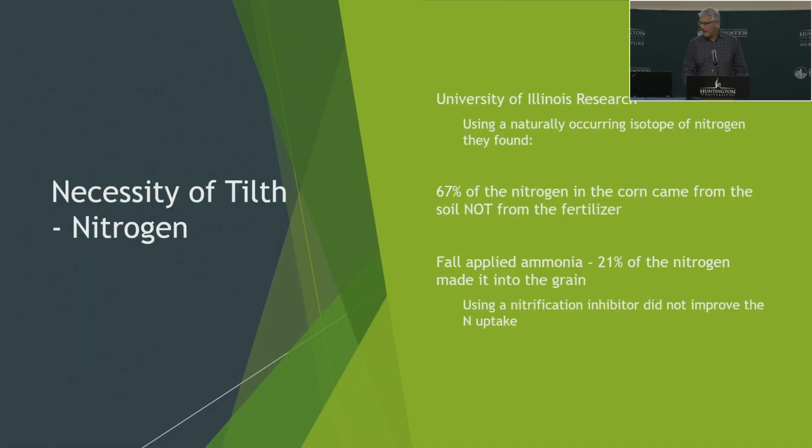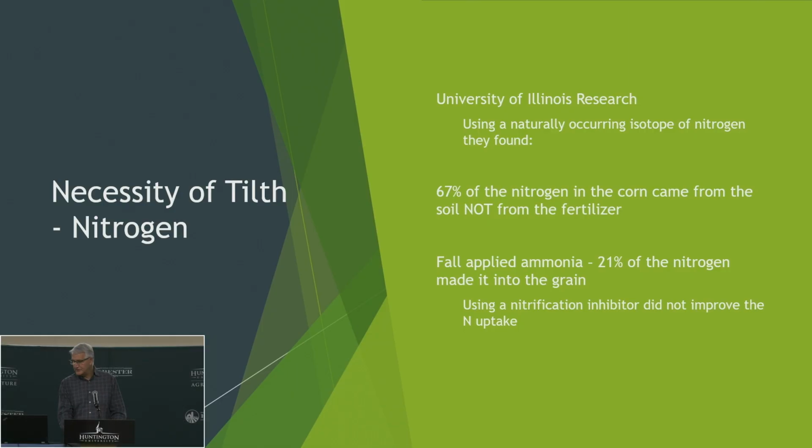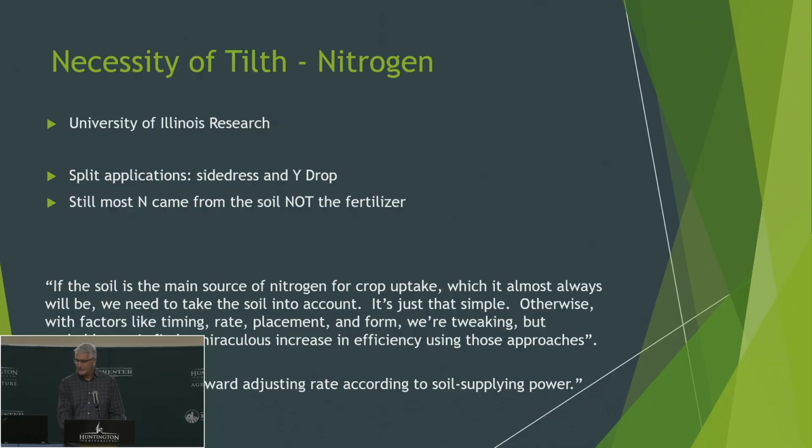I'm not going to spend a lot of time on this, but the University of Illinois did research and they found that 67% of the nitrogen in corn came from the soil and not from applied fertilizer. So that kind of makes you think maybe we have had our nitrogen management backwards in the past.